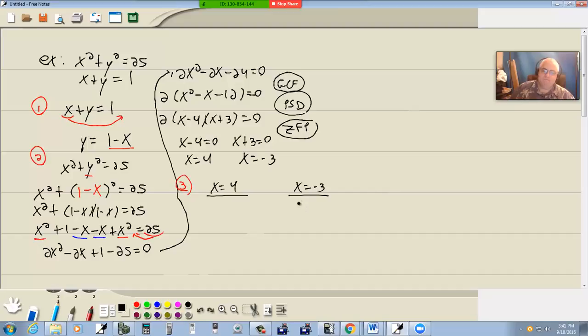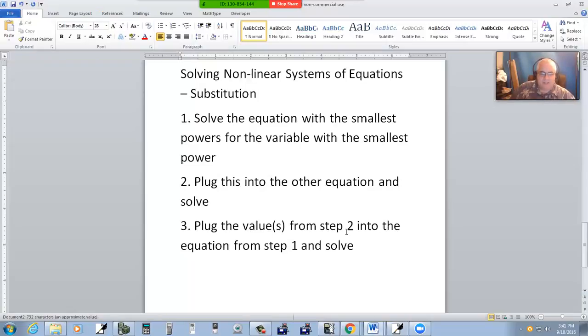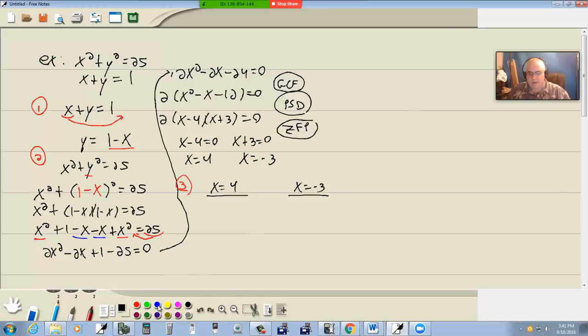Step 3. Plug the values from step 2 into the equation from step 1 and solve. Now our equation from step 1 I'm talking about is the last line of step 1. It'll always be solved for the other variable. So we're going to plug those into y is equal to 1 minus x. So I got y is equal to 1 minus 4, which gives us negative 3. So our answer here will be 4, negative 3.